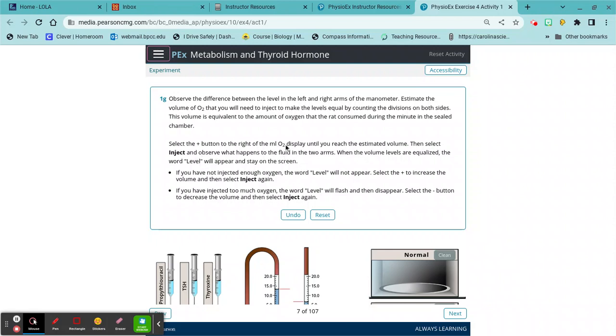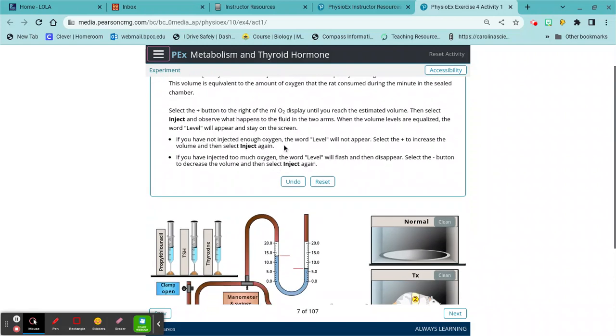We observe what happens to the fluid in the arms when the volume levels are equalized. The word level will appear and stay on the screen. If you have not injected enough, the word level will not appear. And then we have to increase and inject again. If too much is showing up, then we will choose the decrease button and inject again.